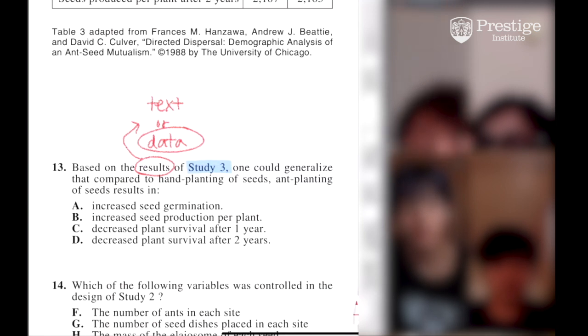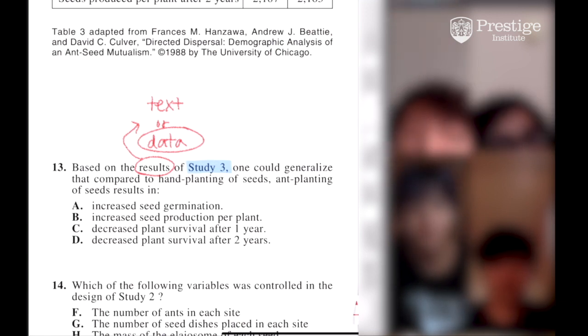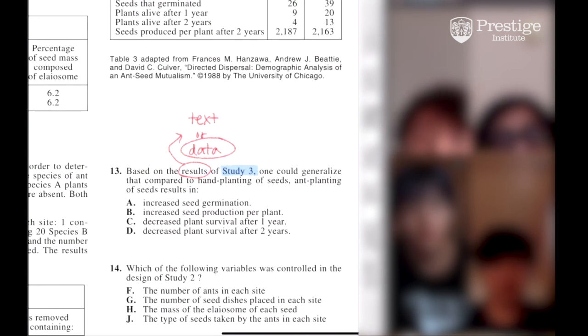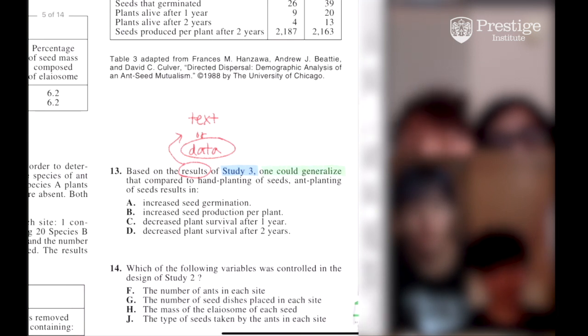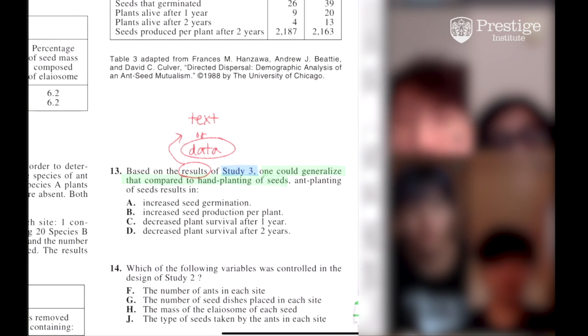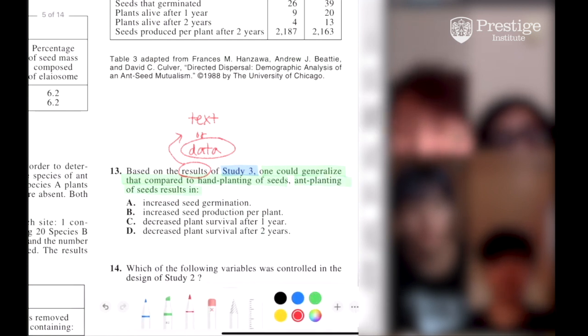When you have questions that start with based on the results of blank, you're going to look at data because results equal data, right? So that means we're going to look at whether we have a graph or table. We're just going to look at the data that belongs to study 3, and see what the question's asking. We have one could generalize that compared to hand planting of seeds and planting of seeds results in. So we have an A versus B kind of scenario right now.